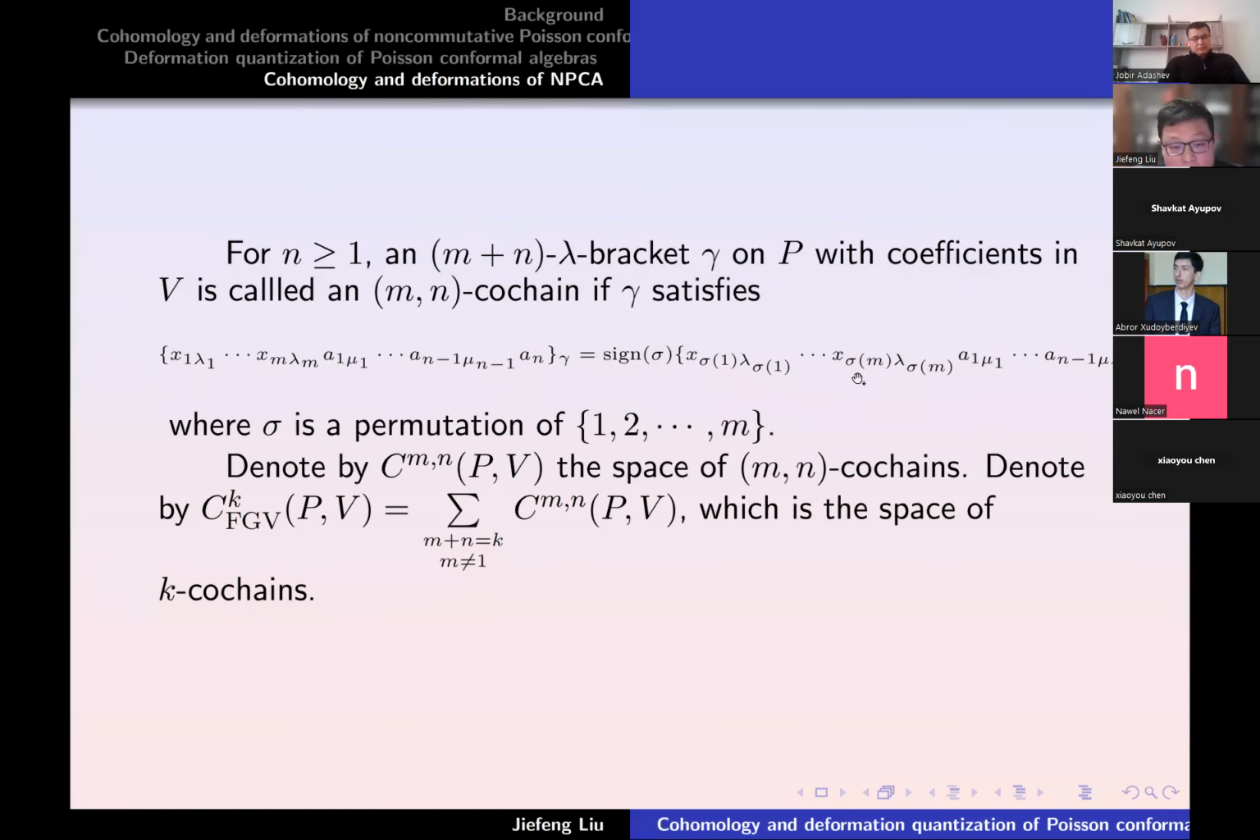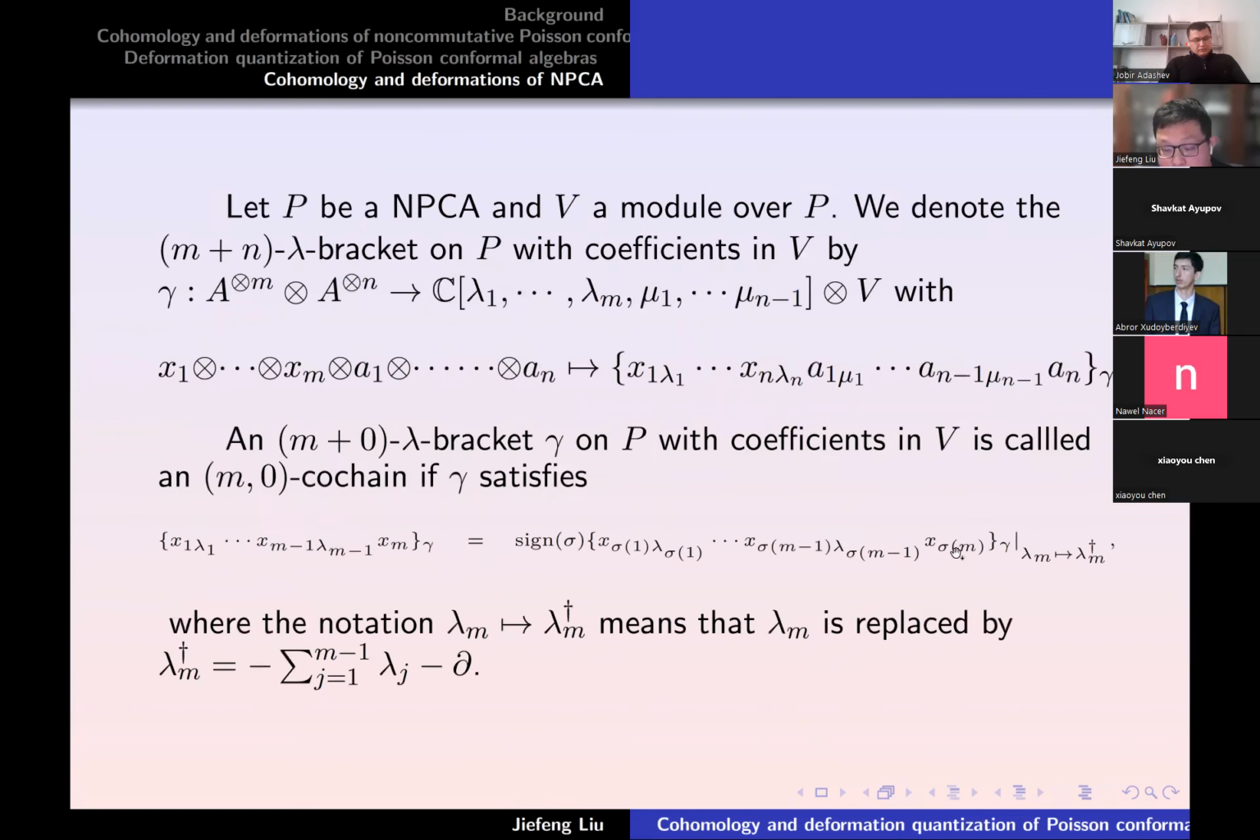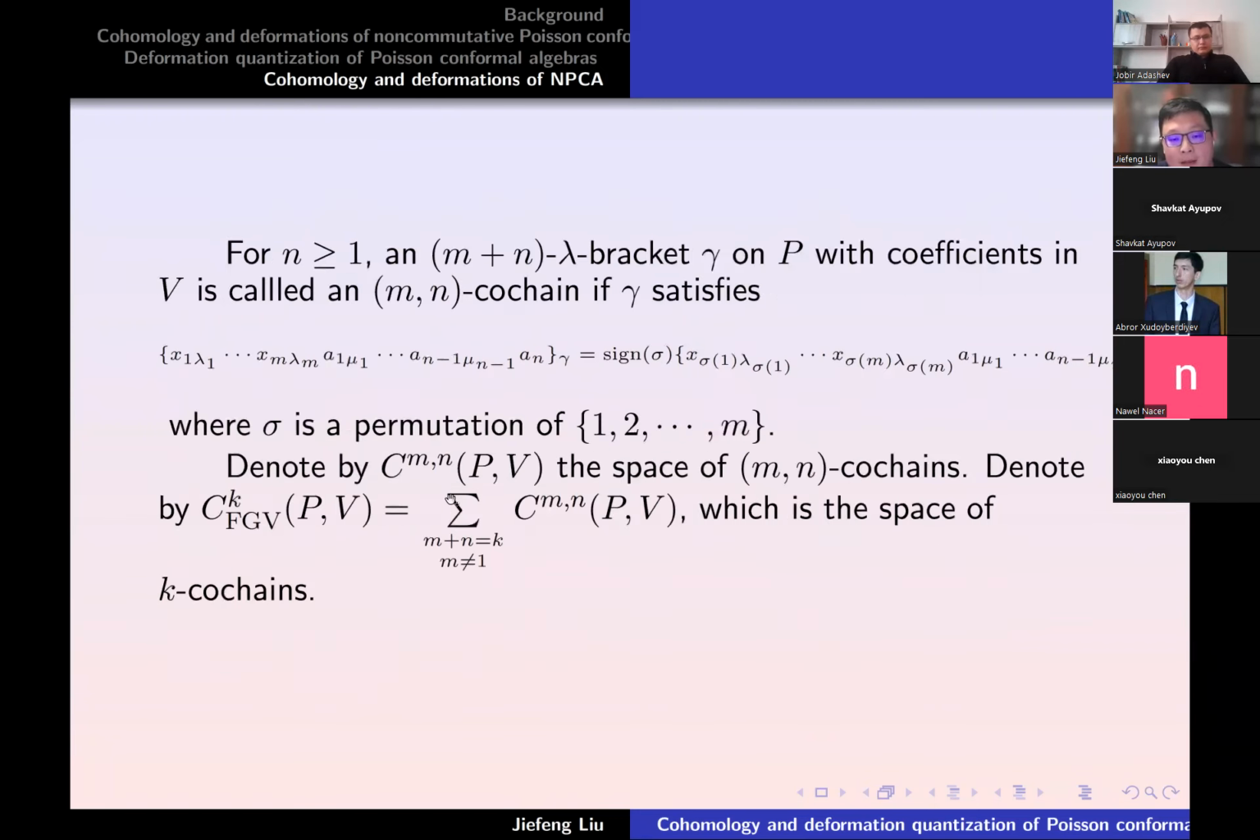It's different at the last element. This is the sigma m. If paired, this element lambda m should be replaced by lambda m diag. This is more complicated, but not in that case. It's easier to deal with.